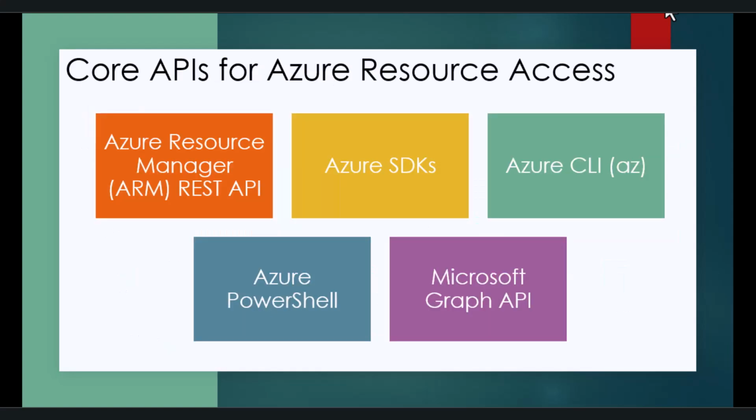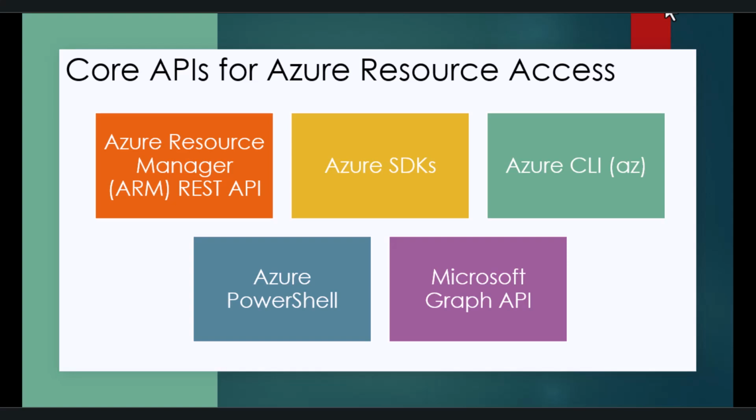Some of the core APIs for Azure Resource Access would be the Azure Resource Manager REST API. We call that the ARM REST API. This is central to managing Azure resources like virtual machines, storage, networking, and more. It'll support things like get, put, post, delete, and patch, and it requires authentication via the Azure Active Directory, and it uses what's called bearer tokens. There's also Azure SDKs, which could be in languages like .NET, Python, Java, JavaScript, Go, and more. It wraps RESTful APIs for easier integration and error handling.